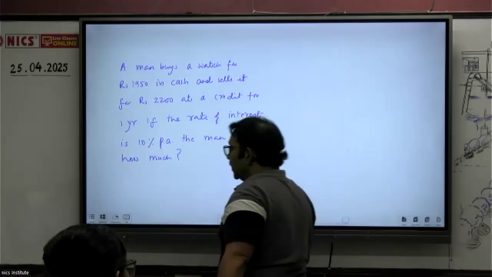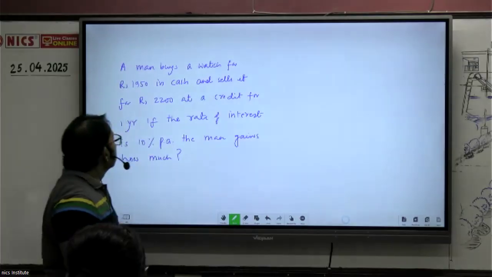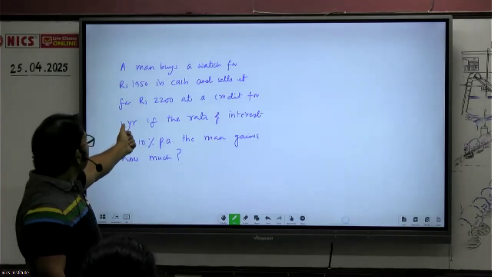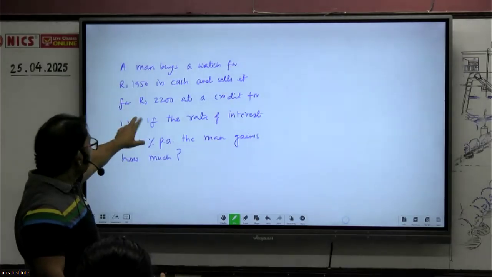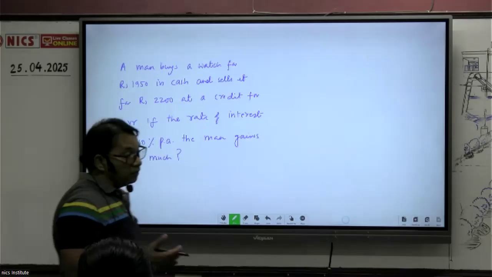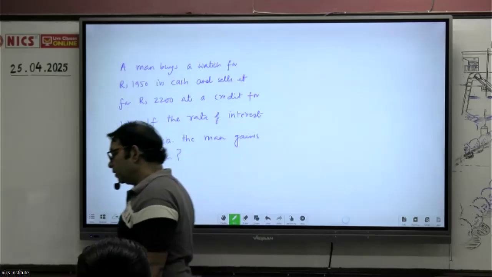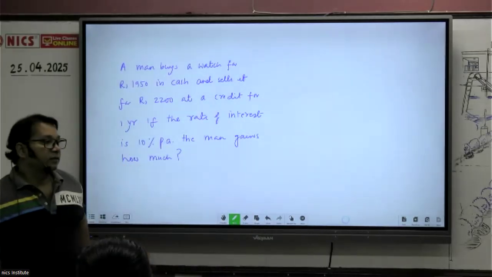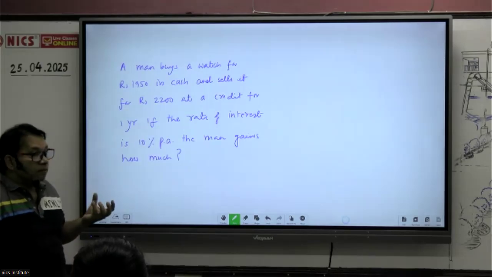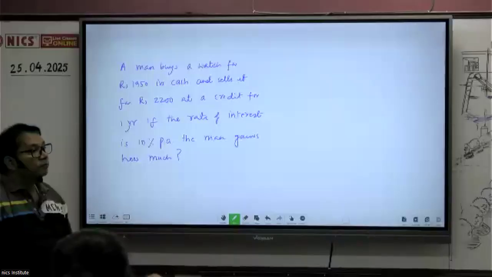At a credit means that he'll be getting 2200 after 1 year. He's not getting 2200 now. Suppose he sells it for 1950 and gets the money right away. Then the profit, if he gets the money right away, would be how much? 250 rupees. But he's not getting the money now. He'll be getting the money after a year. He'll be getting 2200 rupees after 1 year, along with interest. So the question is how much money is he getting now effectively. That is the question.